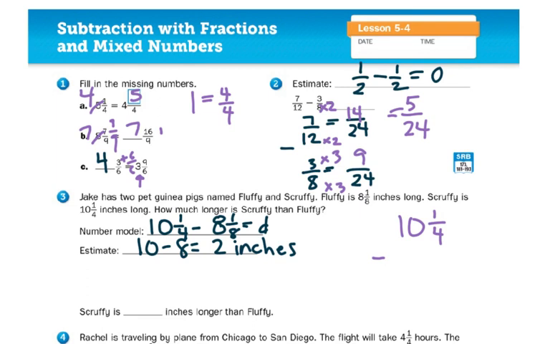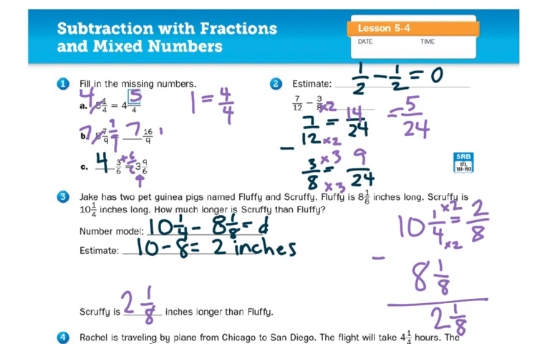Over in this blank space, take 10 1/4 minus 8 1/8. Denominators are not the same, but I know that I can easily change this one to eighths and not even have to touch the other one. So here they multiply by 2 on the bottom, multiply by 2 on the top. What's 1 times 2, fifth graders? Yeah, the larger number is on top. 2 eighths minus 1 eighth is 1 eighth. 10 minus 8 is 2. So dear Scruffy the guinea pig is 2 and 1/8 inches longer than Fluffy.